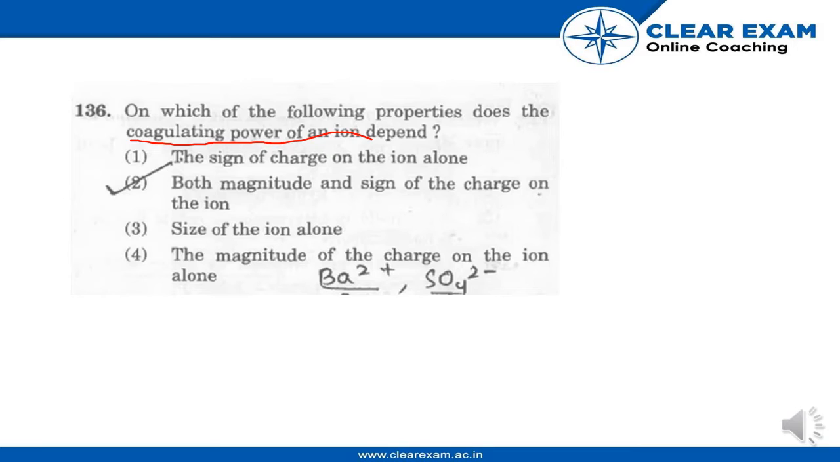As we know that the coagulating power of an ion depends on both magnitude and the sign of the charge on the ion. Hence the correct option is the option number second. I will explain it in brief.